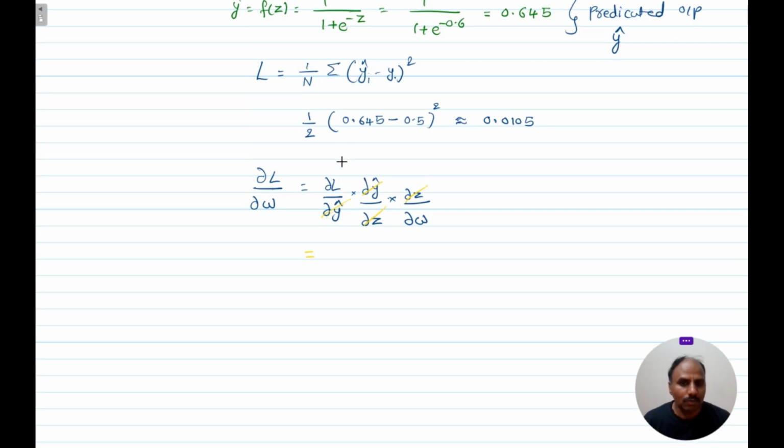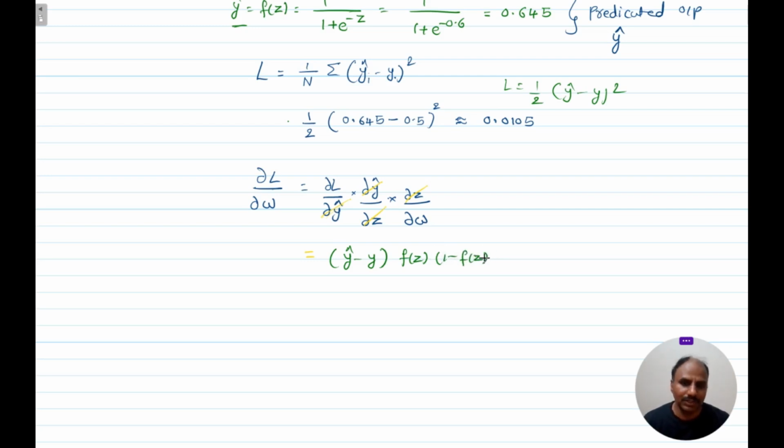If I'm differentiating this one, that is L equal to half into (y cap minus y) whole square, the differentiation is simply y cap minus y. Next one is y cap with respect to z. If I am differentiating with respect to z, that is ∂y_cap/∂z, the function directly I am writing is the sigmoid function f of z multiplied with 1 minus f of z. This is the differentiation of the sigmoid function.